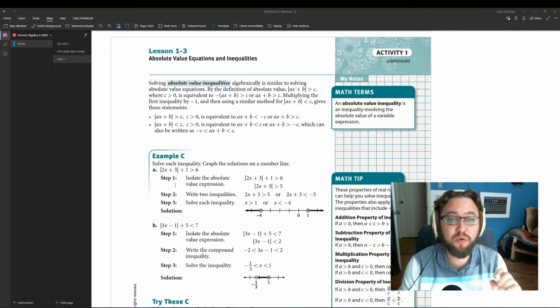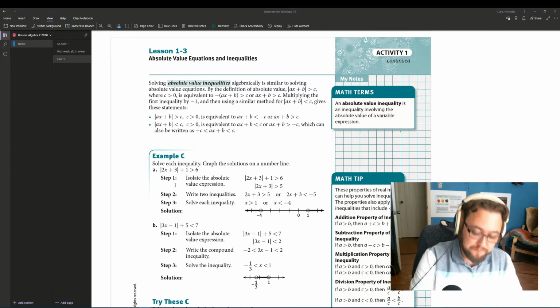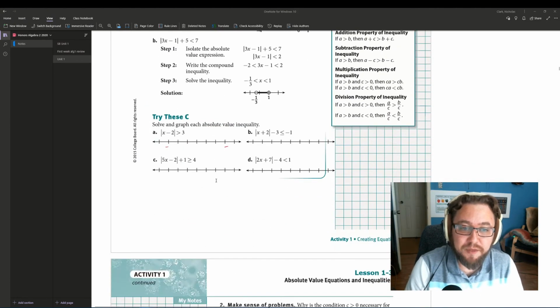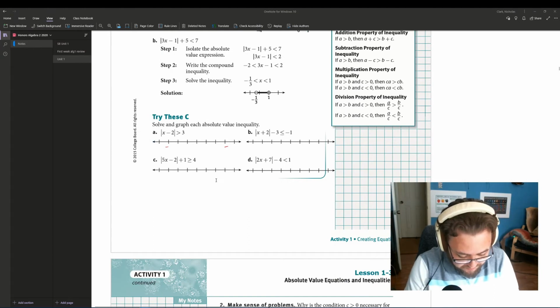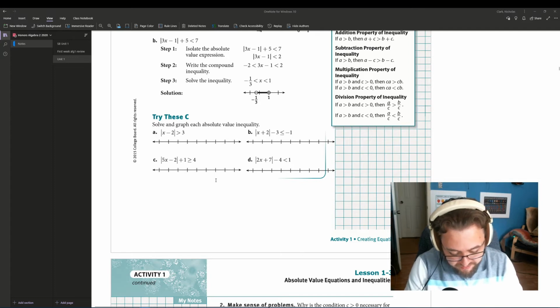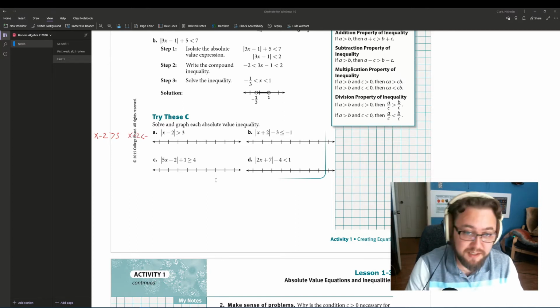The other thing is that when we're writing our second equation, when we change the sign of the number after the equal sign, we're also going to change our inequality sign. We're going to flip it over. So let's look at Try These C and A, and you can see what I mean. Let me erase my little stray marks here. So A is pretty straightforward. The absolute value of X minus 2 is greater than 3. So its sister would be X minus 2 is less than negative 3.